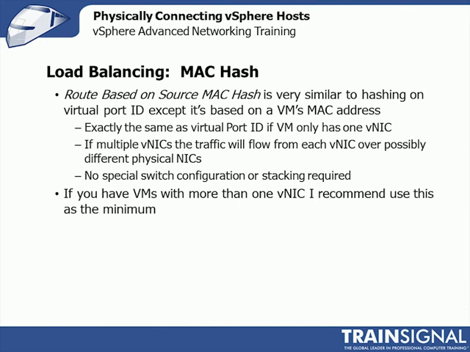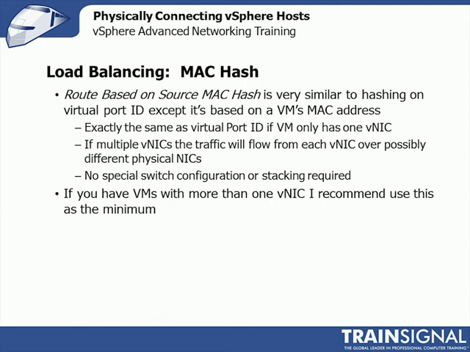The next option is hash by MAC address, or MAC hashing. It's very similar to virtual port ID. The only difference is if you have a VM with 4 NICs in it, where we've passed 4 vNICs up to the VM, then it has four MAC addresses. So instead of one VM to one physical NIC, each of those different vNIC MAC addresses gets hashed to a physical NIC.